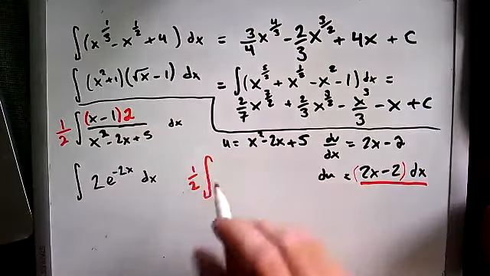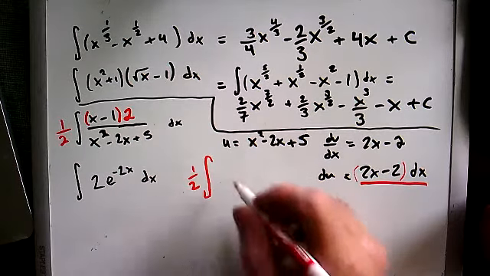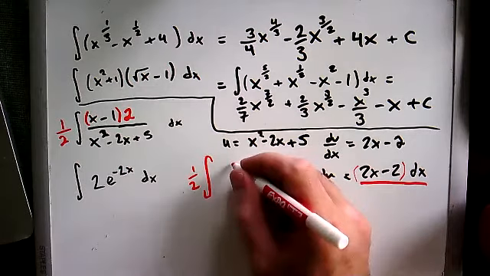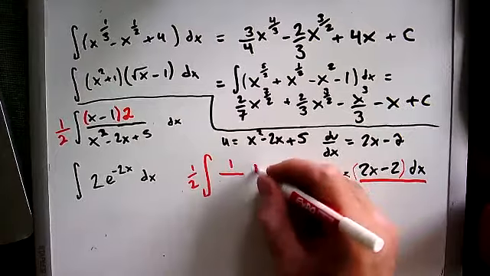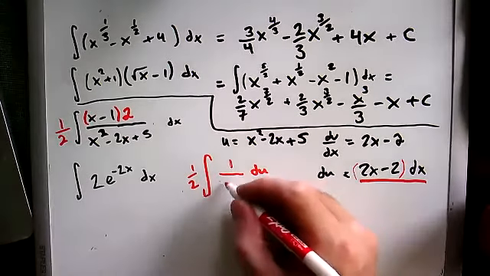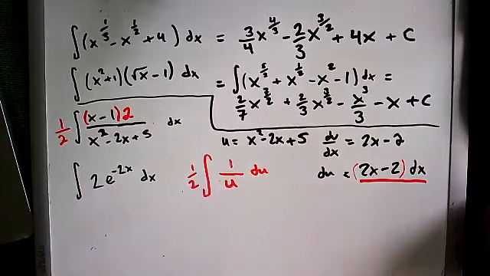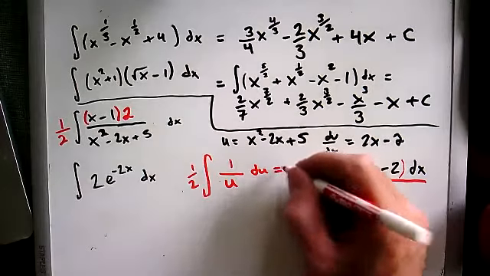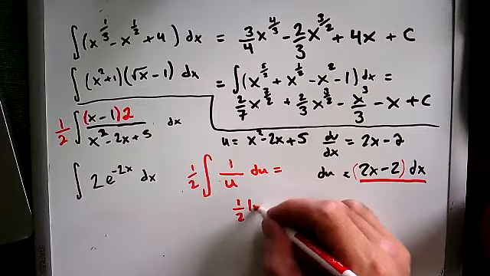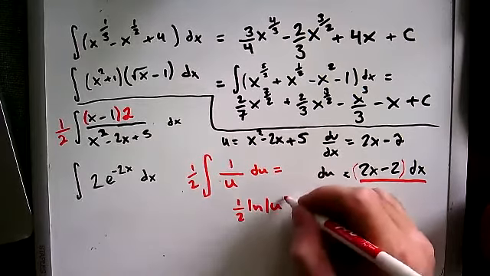And so my new integral, written in terms of u, well, that x minus 1 times 2, that's 2x minus 2 dx. That just leaves me with a du on top, or 1 du, and then a u down below. And that's a pretty straightforward antiderivative. That will give me 1/2 times the natural log of absolute value u.